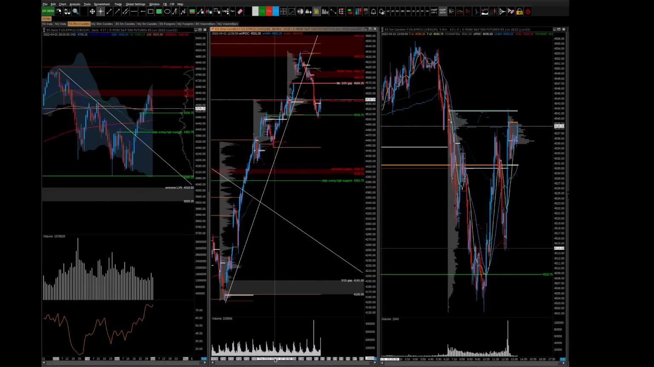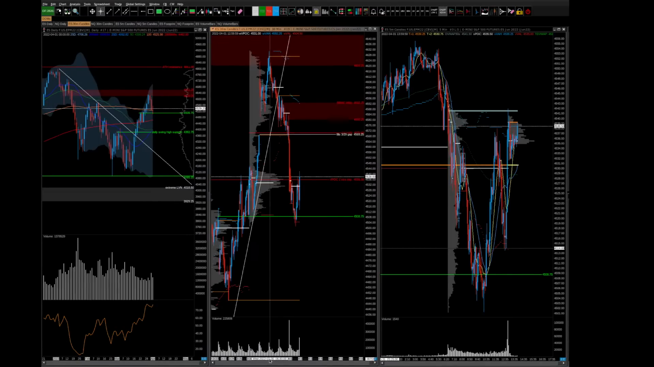Anyway, I'm going to go ahead. So I've already got major support areas in here, right? This has already been support. Potentially, support could happen here at the LVN as well, right? Above the high.